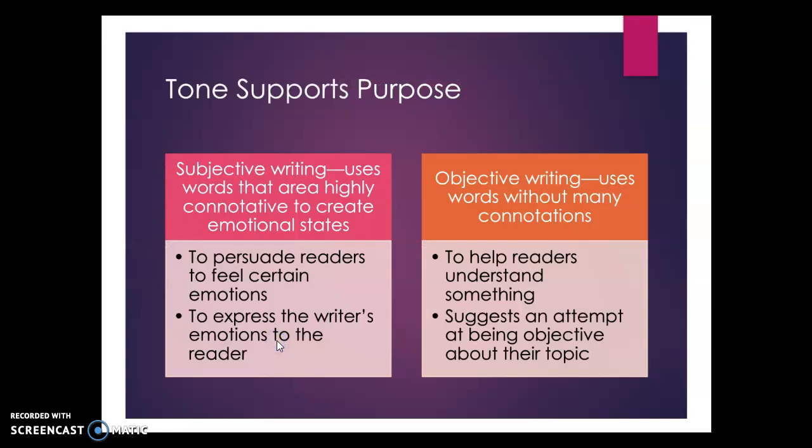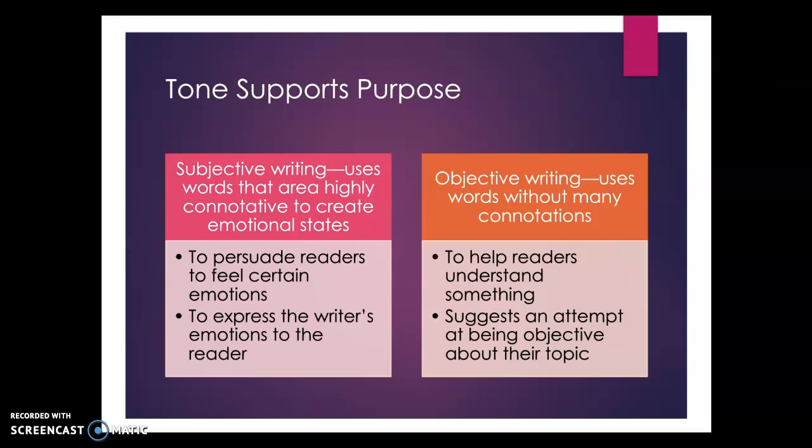So tone supports purpose. If the writing, again, is subjective, you want to create a highly emotional state, right? If you're going to convince someone of something, you want to make them angry if you're angry. If you're excited, you want them excited. So authors use really strong word choices to evoke emotions out of their readers so that they can get their readers to agree or to do something. In objective writing, it's only to help you understand something, which again is mostly exposition.